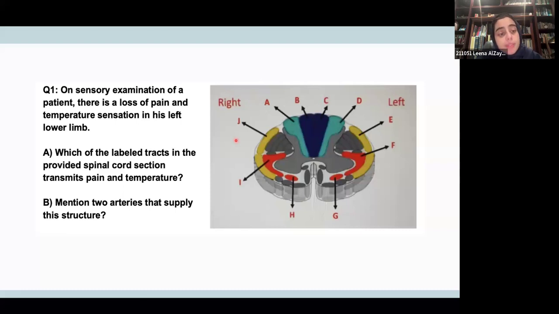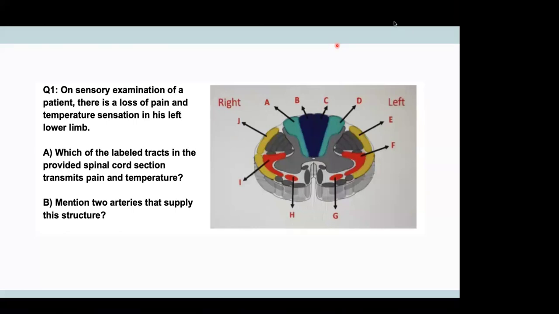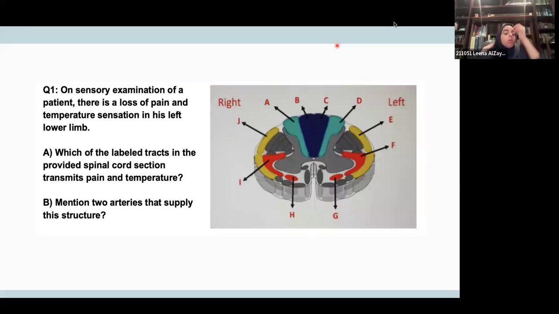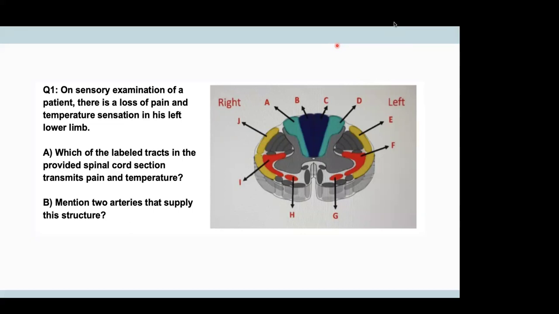On sensory examination, the patient has loss of pain and temperature sensation in his left lower limb. Which of the labeled tracts provided transmits pain and temperature? Mention two arteries that supply this structure. Is it the lateral spinothalamic tract? Okay, so where is it? Can you tell me where it is in the picture? Which letter? I and F. And the artery is the spinal artery.